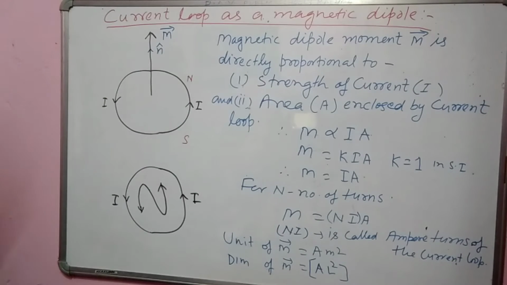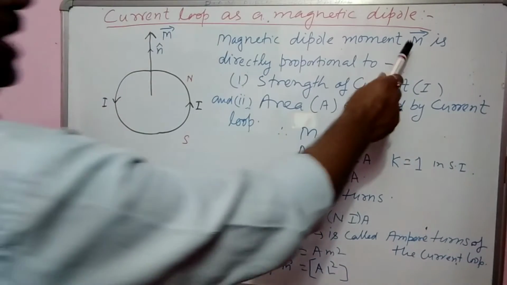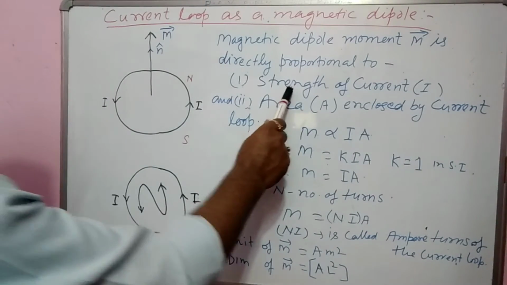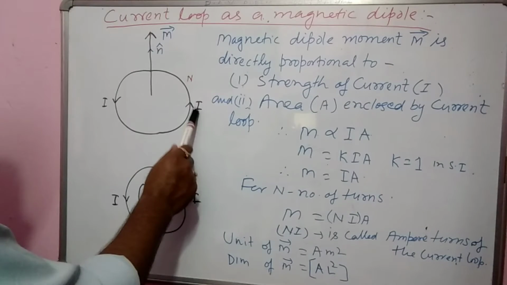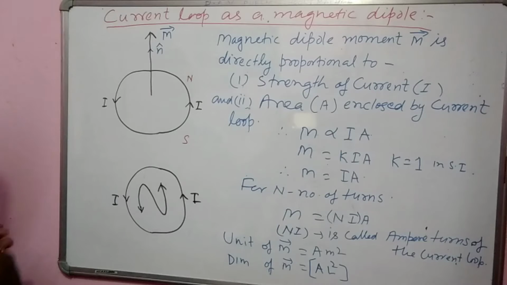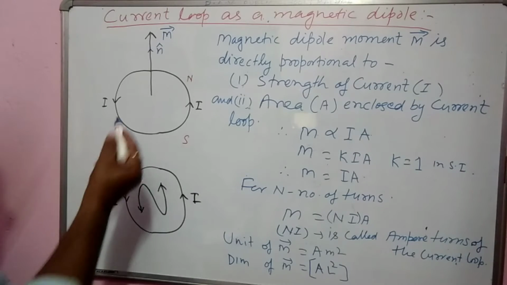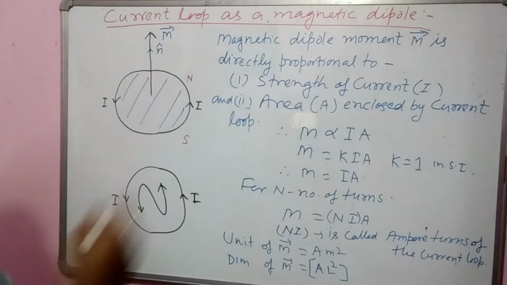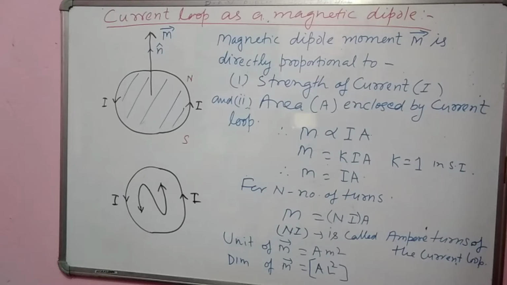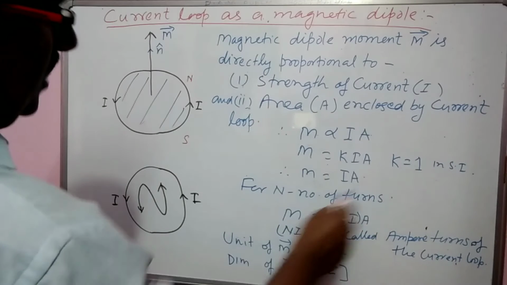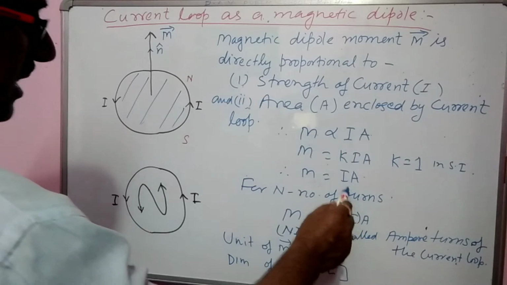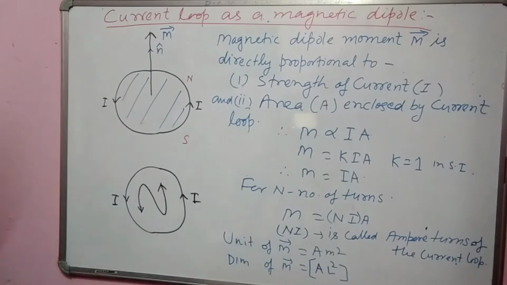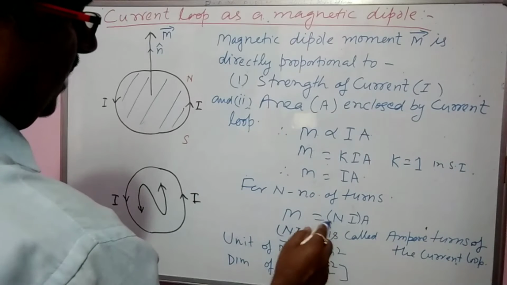And as we know that magnetic dipole moment M is directly proportional to the strength of the current, this I, and area enclosed in the current loop, this area, full area. So magnetic dipole moment depends on two factors, the strength of the current and area enclosed by the current loop. That is why mathematically we have explained here M is equal to I into A. If there are n number of turns, then it will become NIA.